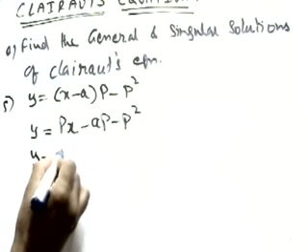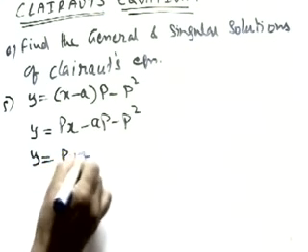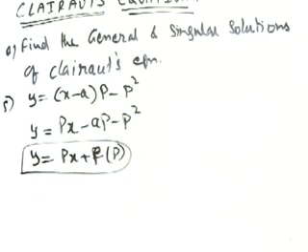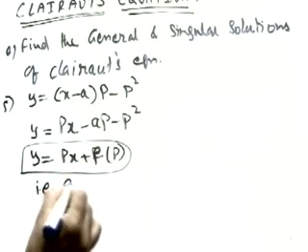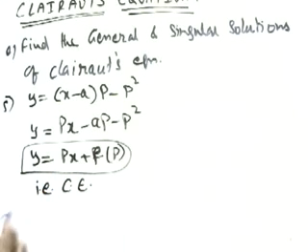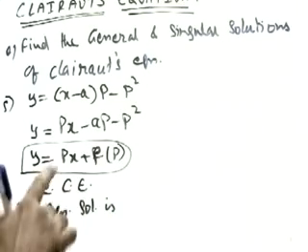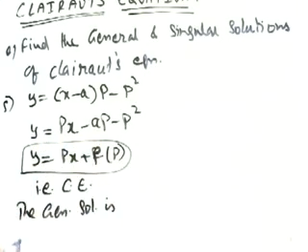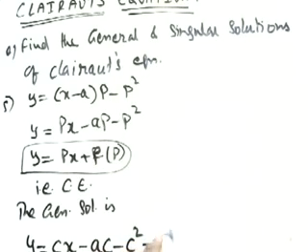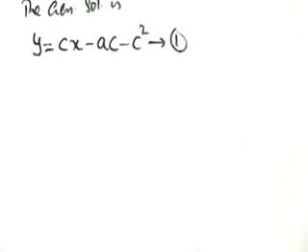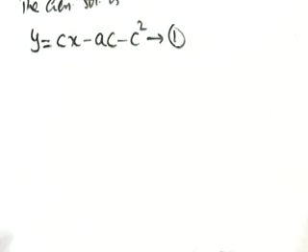So now you see this is of the form y equals Clairaut's form. What is Clairaut's form? y equals px plus f of p. This is f of p. So it is a Clairaut's equation. Therefore, the general solution is, in place of p we have to write c. In place of p, if we write c, y equals cx minus a into c minus c square. Let you note this as 1. So what we got here is the general equation, note it as well.